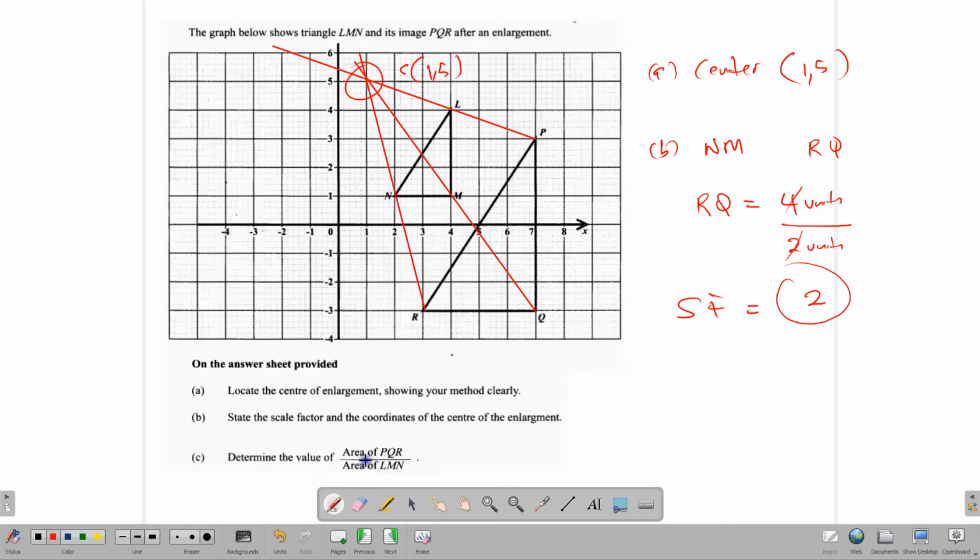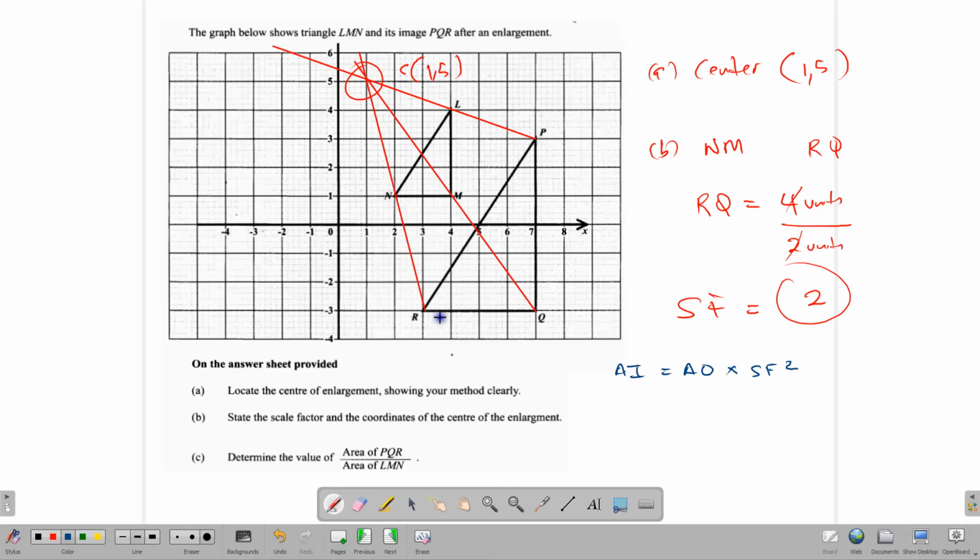Now let's talk about the last part of the question, which is the area. Determine the value of the area of PQR. That is the area of this triangle divided by the area of that triangle. Remember, we mentioned the formula a while ago. Let me write that in a different color. Area of image is equal to area of object times the scale factor square. So what is the area of this?